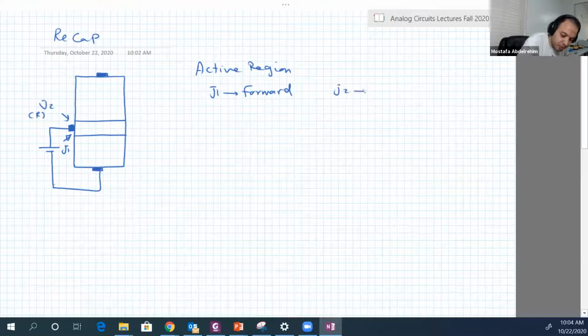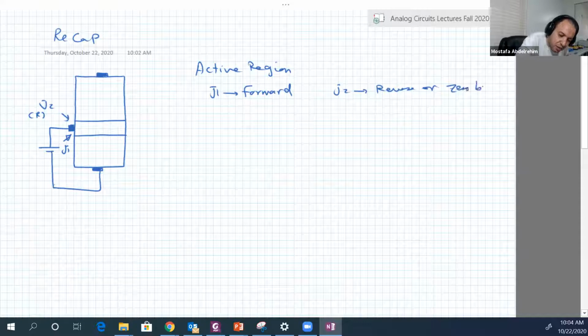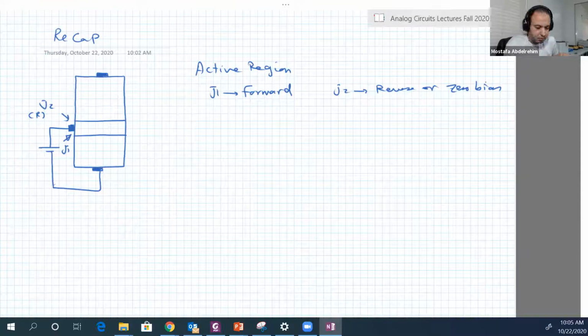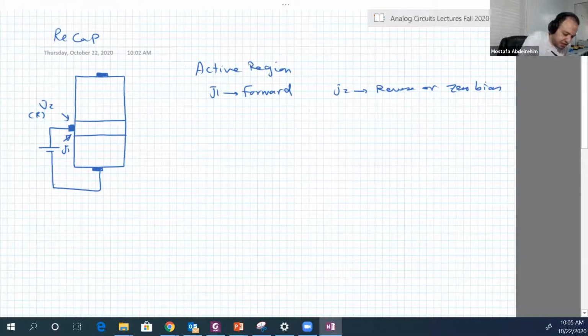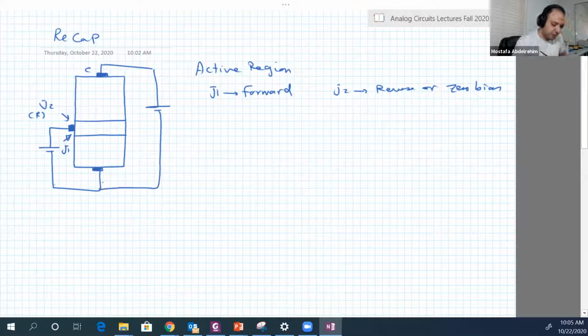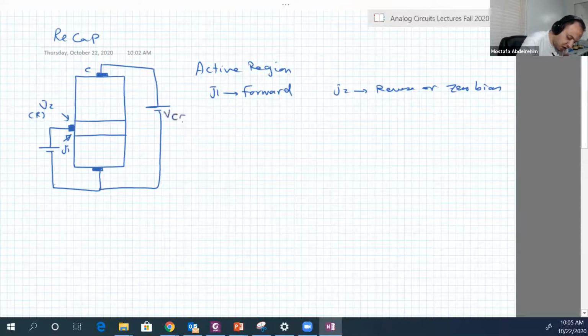J2 reverse, or let's call it zero bias for now. But we will see in this lecture, it might be forward bias, but the voltage is small, less than 0.4. We're gonna see this. So this is a collector. And to make J2 reverse, we connect a battery like this between the collector and the emitter.